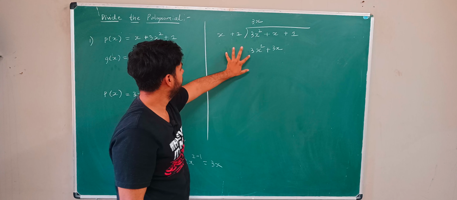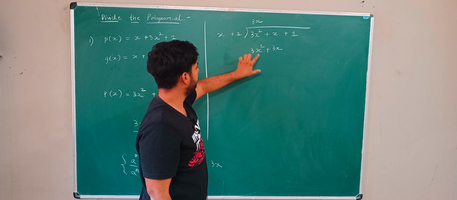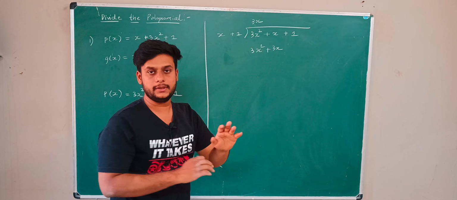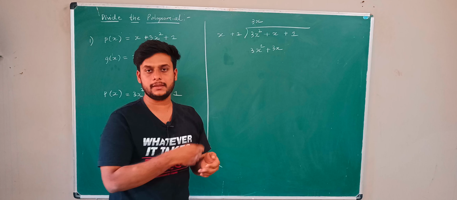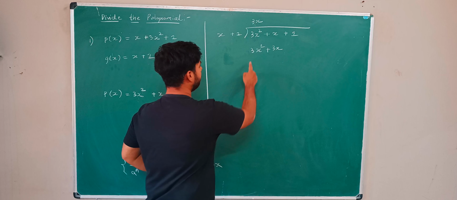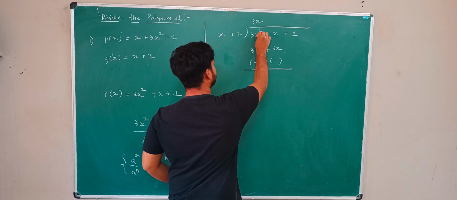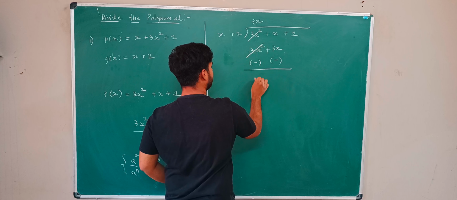Easy or no? What did I do? I multiplied this and this, I got this answer, 3x square. This and this, I got plus 3x. Now what you should do is change the signs. If it is plus, you make it minus. If it is minus, you make it plus. So I have plus here, I will make it minus. This is also plus, I will make it minus. 3x square minus 3x square, cancel. 0.